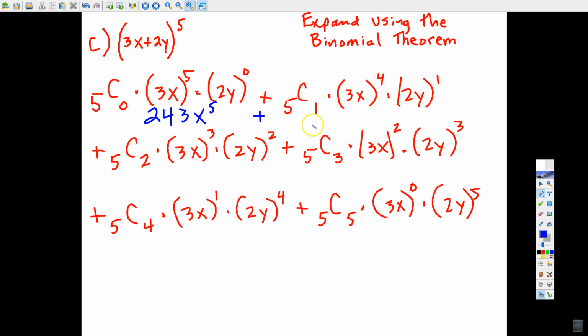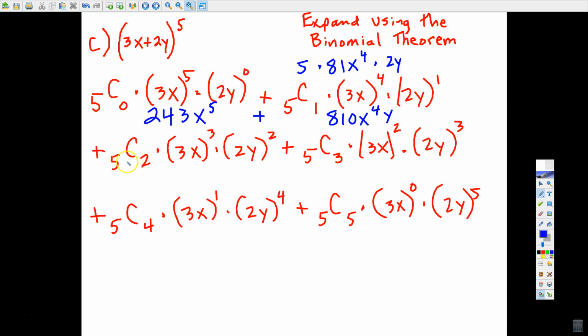Okay, 5c1 is 5. Abigail, if I raise the monomial 3x to the 4th, what is that? 3 to the 4th times x to the 4th. Okay, and that needs to be multiplied by 2y. So let's put it all together. 5 times 81 times 2. 5 times 81 is 405. 405 times 2 is 810. x to the 4th, y.